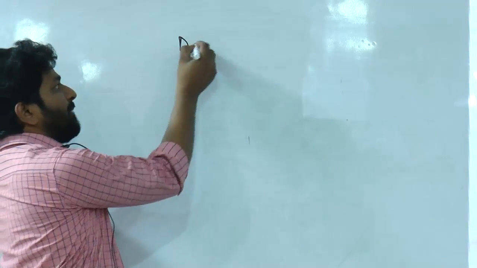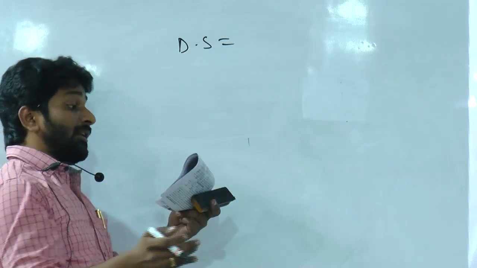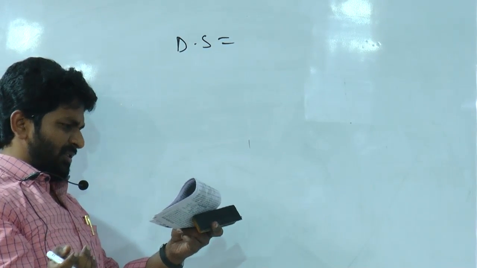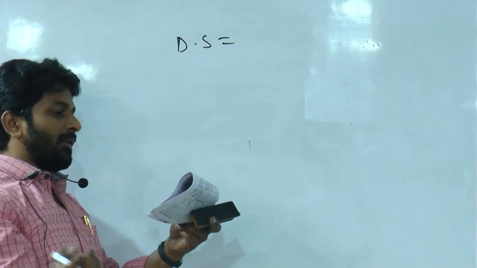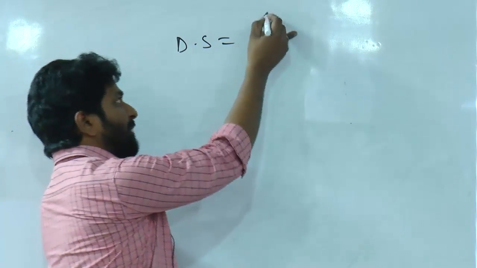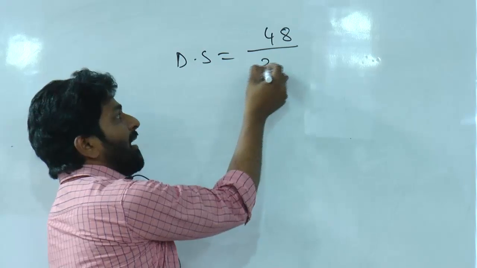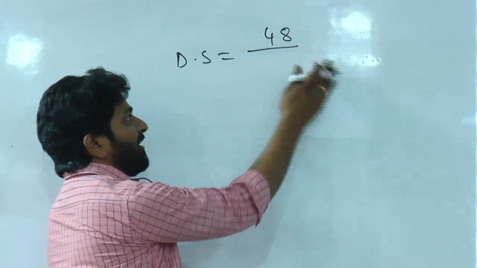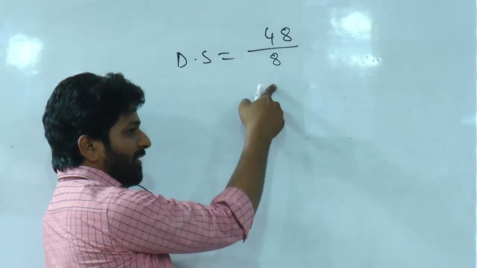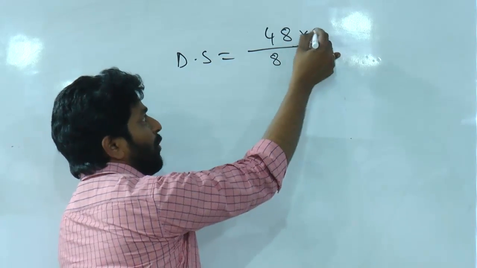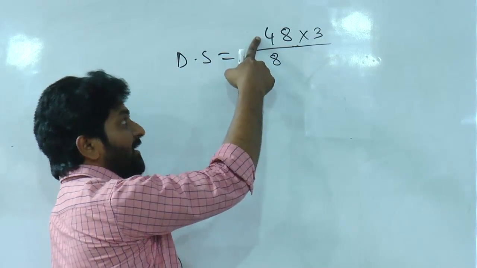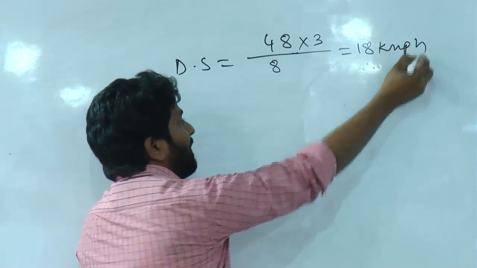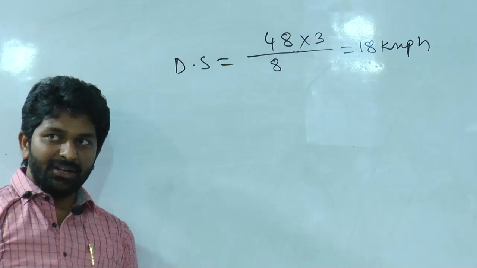So downstream speed becomes 48 kilometers by the time taken, 8 by 3. The denominator comes to the numerator: 48 by 8 by 3. 8 how many times? 6, 3s are 18 kilometers per hour. Downstream speed becomes 18 km per hour.